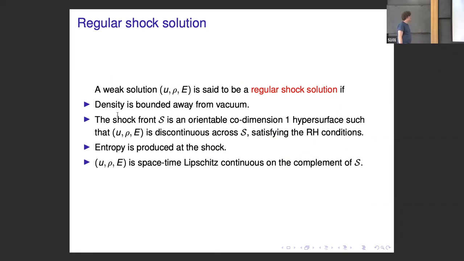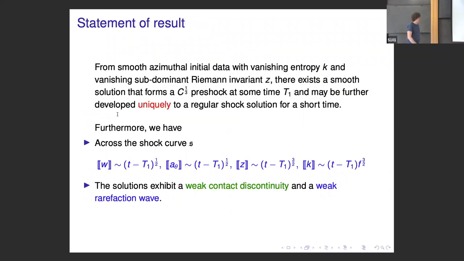Okay, so that's the setup. So I have to define what I mean by a shock solution. We'll consider weak solutions to be regular shock solutions if we have the density bounded away from vacuum, we have a shock front, which is an orientable codimension one hypersurface S, such that u, rho, and E are discontinuous across S, satisfying the Rankine-Hugoniot conditions, entropy must be reduced at the shock, and we assume space-time Lipschitz continuity on the complement of the shock surface. And this is the statement of our result.